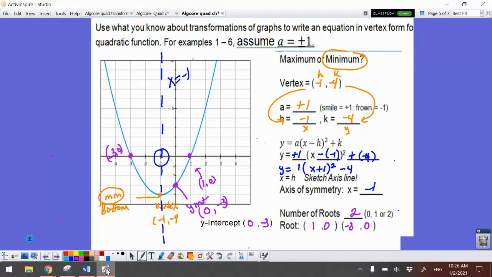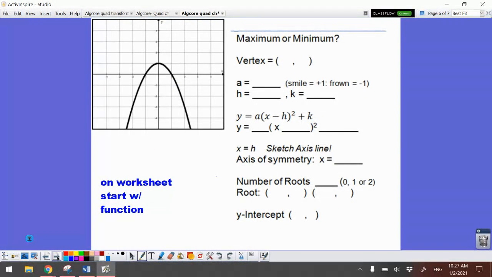of my quadratic. And this is part of what you're going to be doing today on your homework. You're going to be identifying maximum, minimum, your vertex, deciding whether A is positive or negative, substituting in, simplifying down, and finding all your characteristics. Okay, let's look at another one.